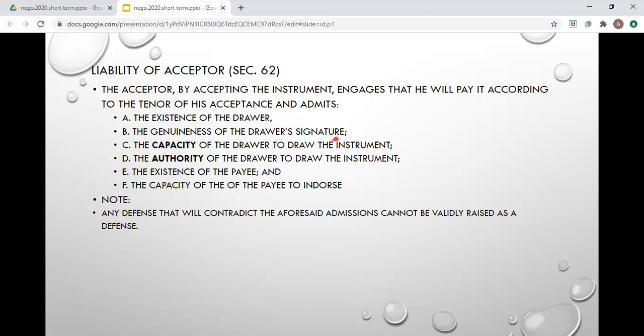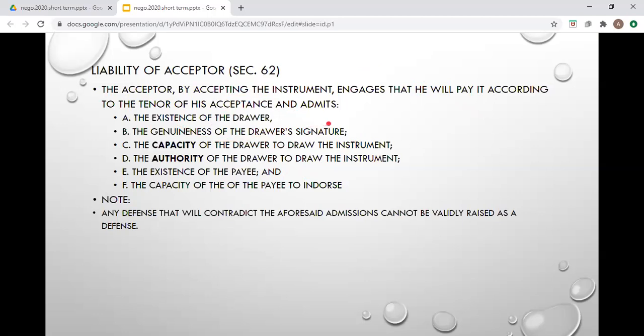How about the genuineness of the drawer's signature? When we were still in Section 23, I told you that the acceptor cannot raise the defense of forgery, but only insofar as the drawer's signature is concerned. Why? Because under Section 62, he already admitted the genuineness of the drawer's signature. But take note, the admission made by the acceptor here is simply limited to the drawer's signature. No admission whatsoever has been made insofar as the signature of the payee is concerned. No admission has been made as to the genuineness of the endorser's signature.